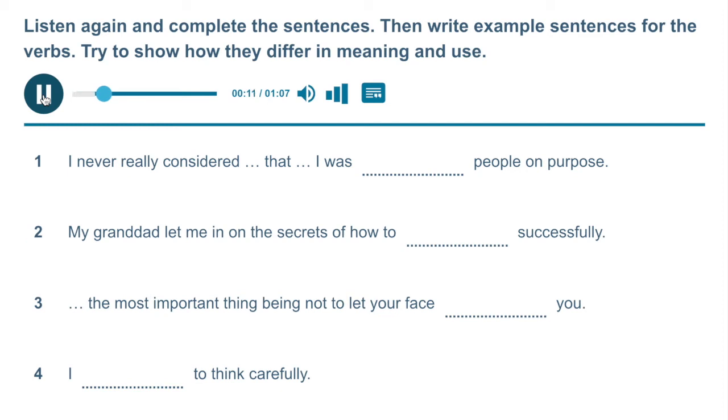And the reason I won was, yeah, you guessed it, I cheated. I never really considered the ethical aspect to it or that I was in any way deceiving people on purpose, but I guess I was. It was my granddad who first let me in on the secrets of how to cheat successfully at card games. The most important thing being not to let your face betray you. From then on, there was no stopping me.